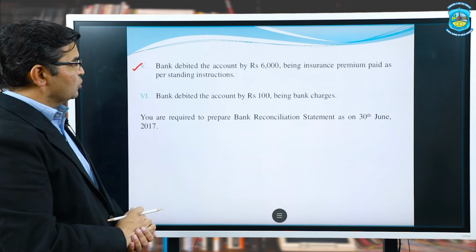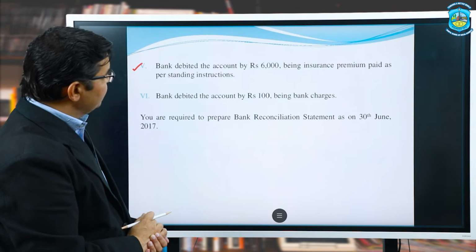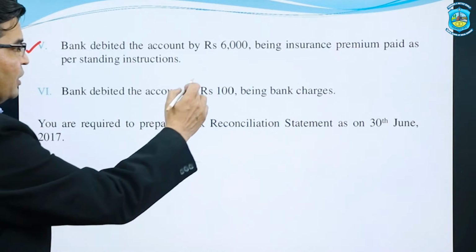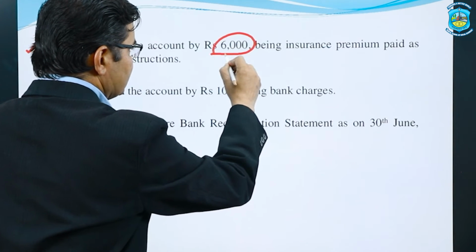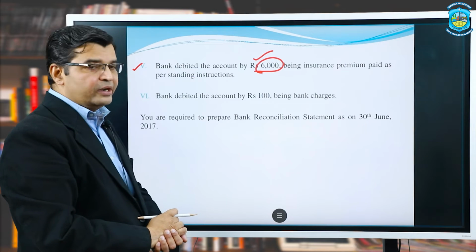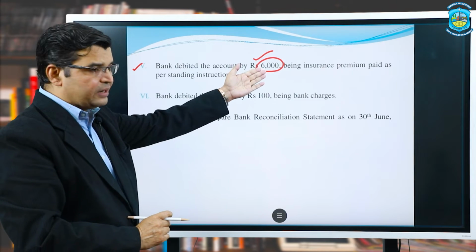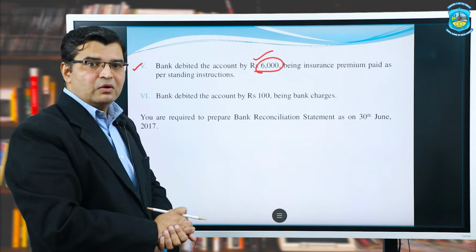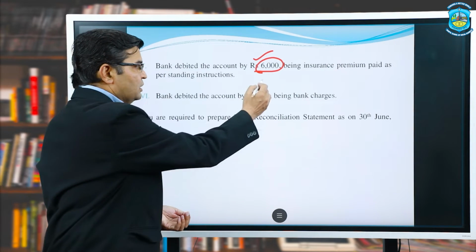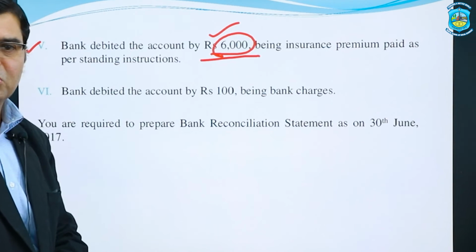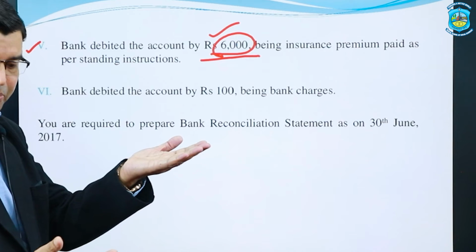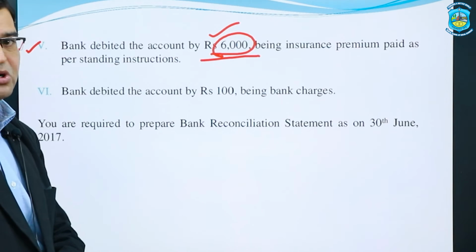Bank debited the account by rupees 6,000 being insurance premium paid as per standing instructions. We have instructed our banker to pay on behalf of us rupees 6,000 to insurance company as premium. So bank has directly debited this amount from our account. So our passbook has been reduced and we did not record this transaction in our cash book. Therefore, our cash book has wrongly been increased in comparison with this passbook.